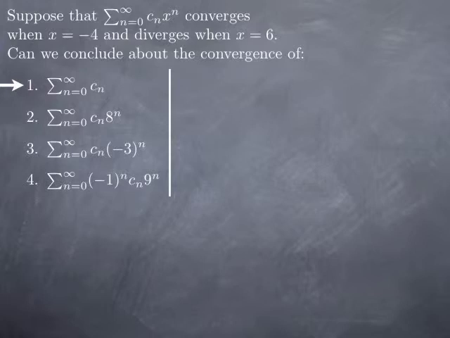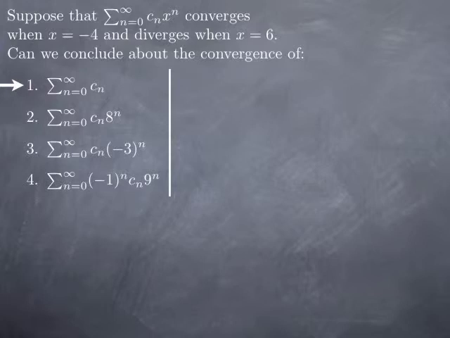And we want to know if we can conclude anything about the convergence of 4 numerical series where the general term is expressed in terms of the coefficient Cn. So the first one is the series from 0 to infinity of Cn, and then we have Cn times 8 to the n, then Cn times -3 to the n, then Cn times -1 to the n, 9 to the n. So series with general terms depending on Cn.